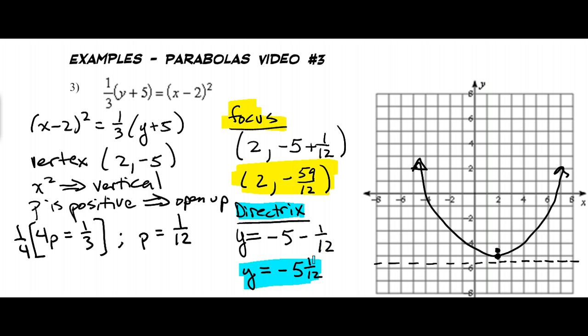Okay, the last thing that we need to do is find the axis of symmetry. So I'm going to draw the axis of symmetry in here. It goes right through the focus and the vertex. Okay, so this is also a line, and we can see that it goes through the x-axis right over here. It goes through the x-axis at 2.